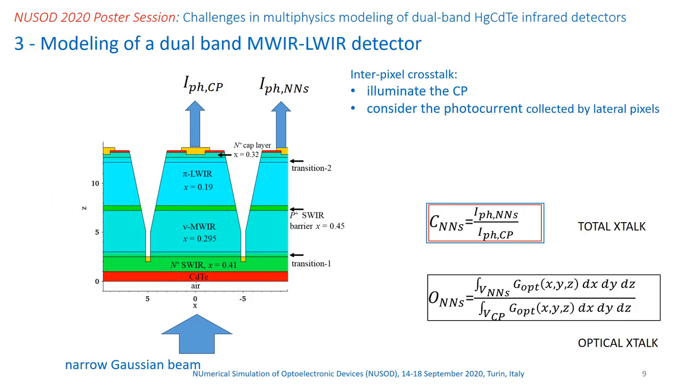A concept of central importance for focal plane pixel arrays is the interpixel crosstalk. In few words, the crosstalk is the signal detected by a lateral pixel when only the central one is illuminated. The total crosstalk is given by the ratio of the photocurrent in the neighboring pixel and in the central one, whereas the optical crosstalk is the ratio between the two photogeneration rates. And the total crosstalk includes also the effect of carrier lateral diffusion.